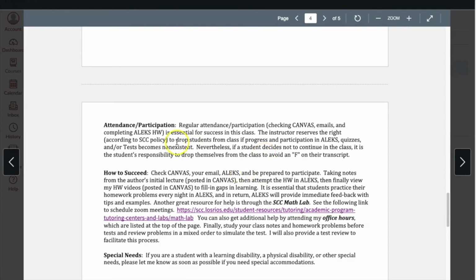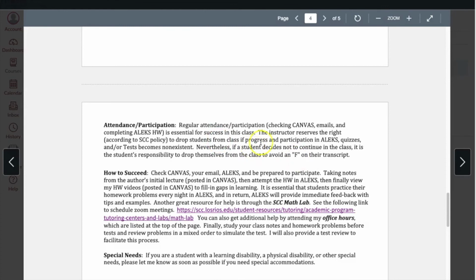If you are not participating and not logging into Canvas, or ALEKS rather, and you're falling further behind and I can't get a hold of you, then eventually I will drop you from the class. Nevertheless, it is your responsibility to drop yourself, because you want to avoid the possibility of an F on your transcript. But I will do that if I don't see any activity also. After a certain time, that would be a W rather than an F, which would hurt your GPA.